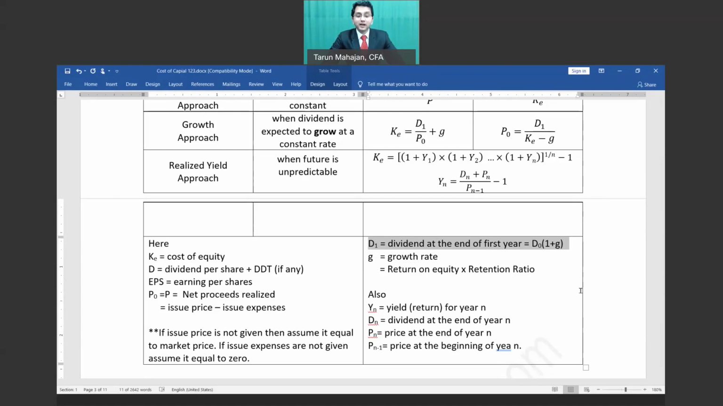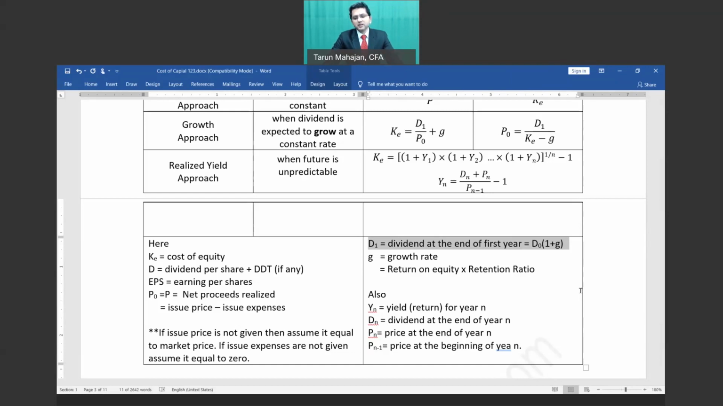Suppose D0 is 5 rupees. 0 years dividend is 5 rupees. Growth rate is 10%. So what will be D1? Yes, exactly. That will be 5.5. That is 5 rupees multiplied by 1.10. That will give you D1.